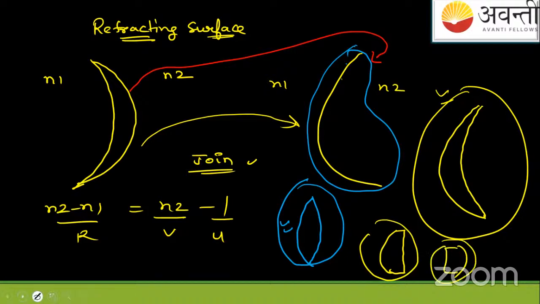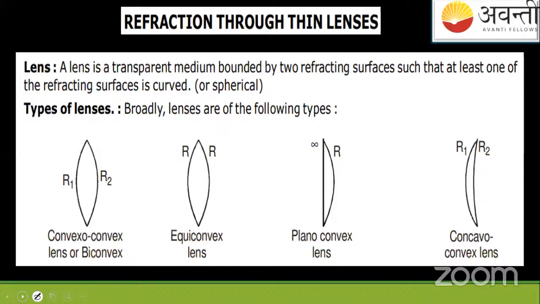So let me show you what is basically the definition. They define a lens like this: a lens is a transparent medium bounded by two refractive surfaces. The refractive surfaces I've shown you can have different radii of curvature, and when they are joined together, we'll get a set of many lenses. So a lens is a transparent medium bounded by two refracting surfaces such that at least one of the refracting surfaces is curved or spherical. At least, meaning if it's plane, we take the radius of curvature to be infinite.